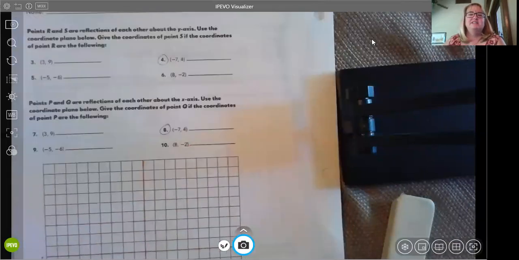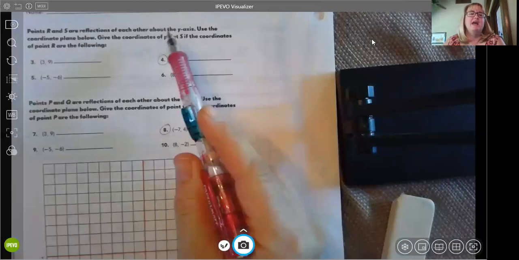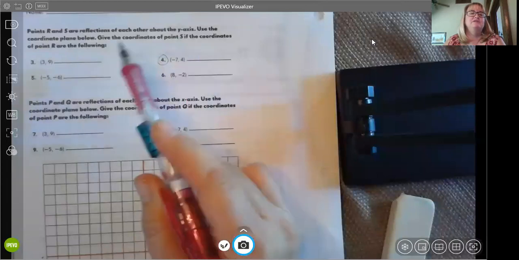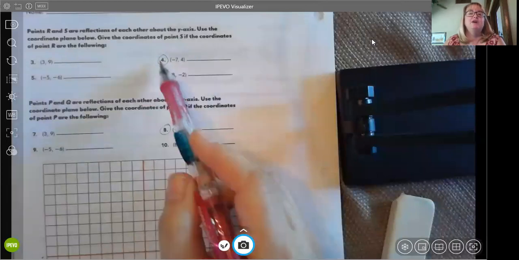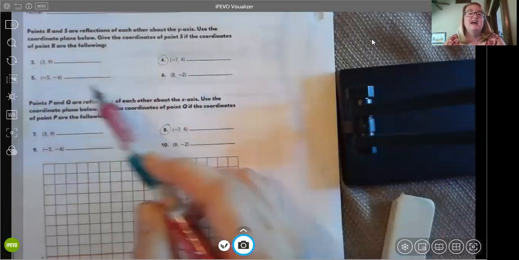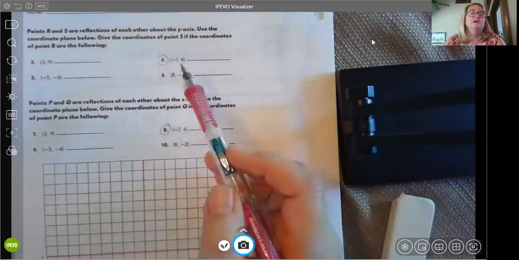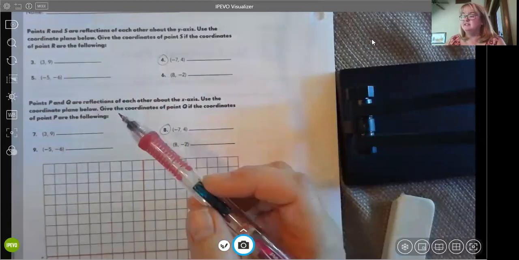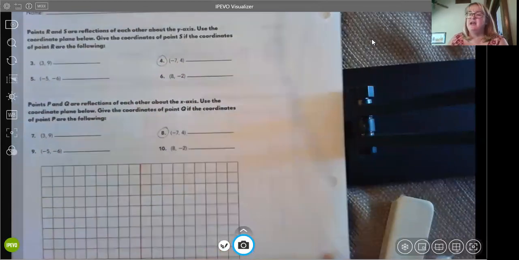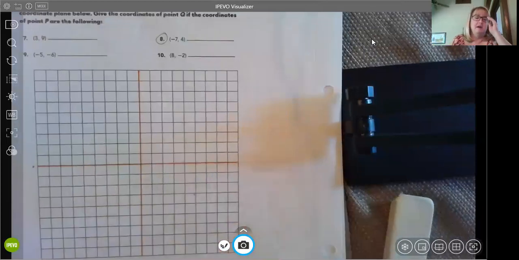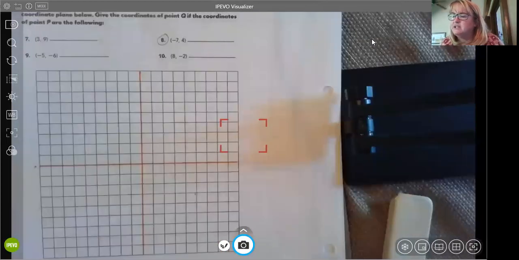Okay, reflections. Points R and S are reflections about the y-axis. Use the coordinate plane below. Give the coordinates of point S if the coordinates of point R are the following. We are going to graph these first, and then reflect them across the y-axis. This is the y-axis. So let's graph them together. Each of these is point R.